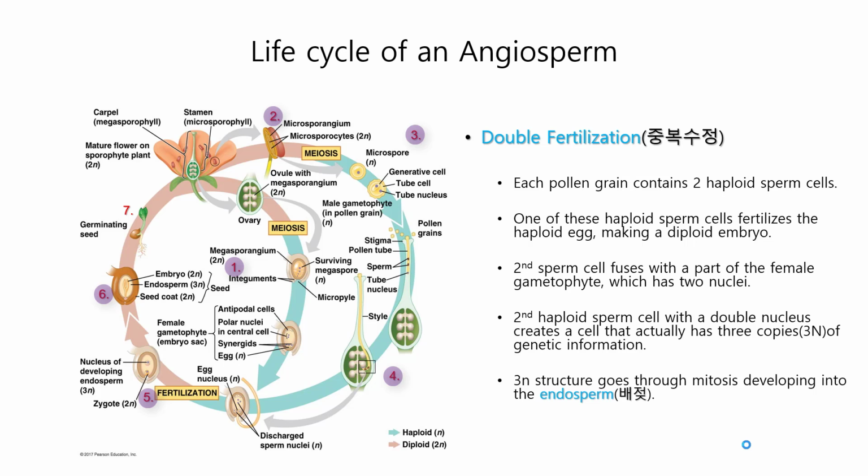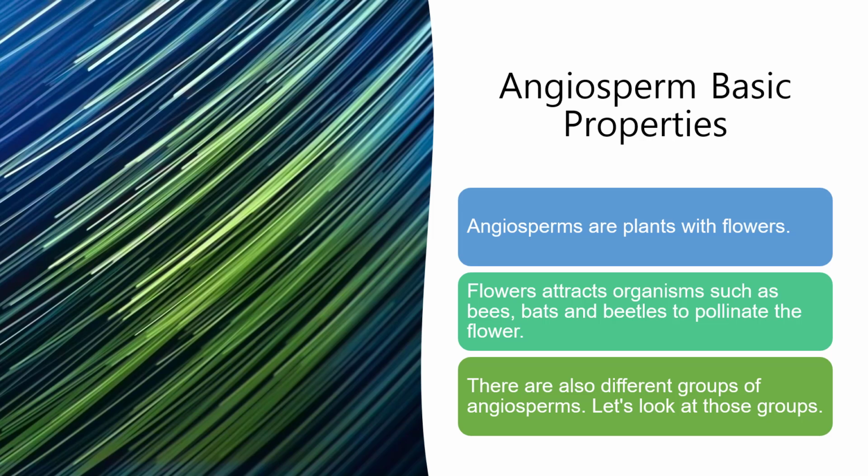The fruit tissues surrounding the seed are not shown in the diagram. And in number 7, when a seed germinates, the embryo develops into a mature sporophyte. And that is the life cycle of an angiosperm. In summary, angiosperms are plants with flowers. Flowers attract organisms such as bees, bats and beetles to pollinate the flower.